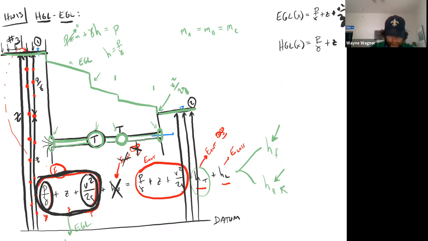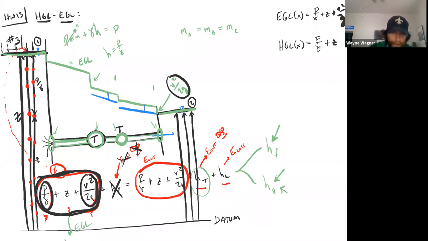Now this pipe is constant diameter, so it's the same V squared on 2G everywhere. So this little thing right here, that's the V squared on 2G. So the difference between the HGL and the EGL is this amount right here, this same amount through this entire thing, okay? So the lines are always going to be this distance apart.